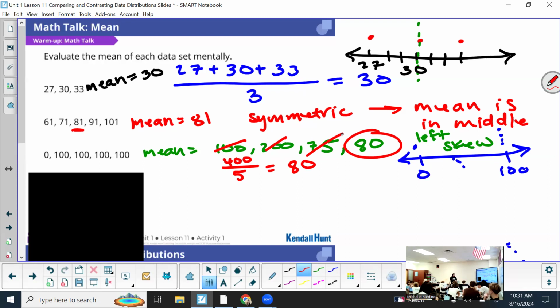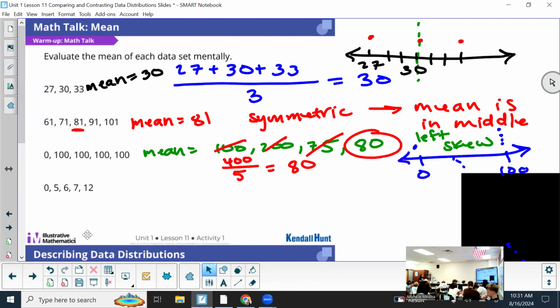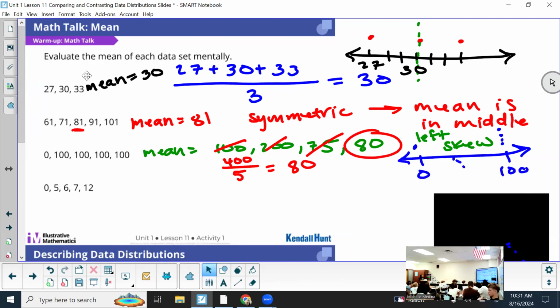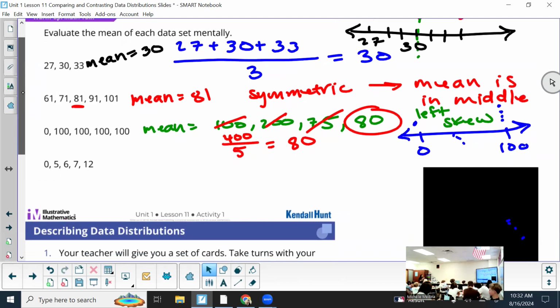Yes? I thought the 0 was important. Like the letter D, I can't see. Okay. No worries, I don't have it on your paper this time, because it's really just supposed to be on the screen, but I can see why now. All right, last one for the warm up. When you think you have the mean for 0, 5, 6, 7, 12, put your thumb up. Think you know the mean for that.